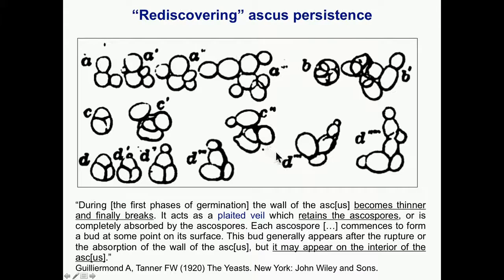And now, I recently discovered that this observation about ascus persistence during germination had actually been documented almost a century ago. In this book chapter, they noted that the ascus wall becomes thinner during germination and finally breaks, but that it acts as a plated veil, which is able to persist and retain the ascospores. And more about the plated veil in a second. But they also said that most of the buds appear on the surface, but occasionally there are some buds that may appear on the interior of the ascus, which really surprised me. How could buds get trapped within the ascus?